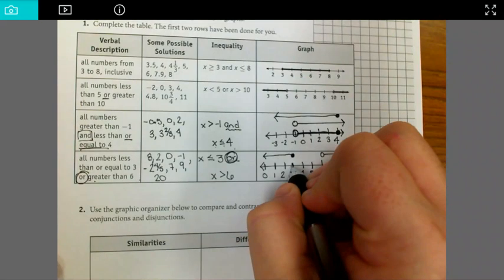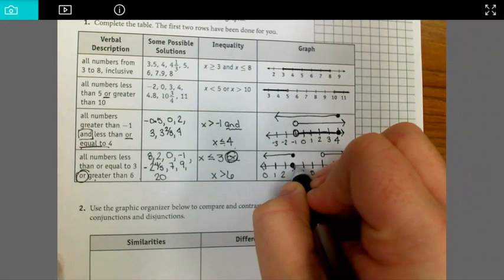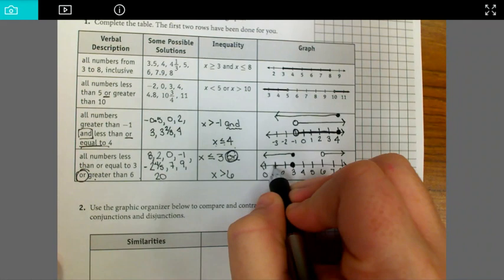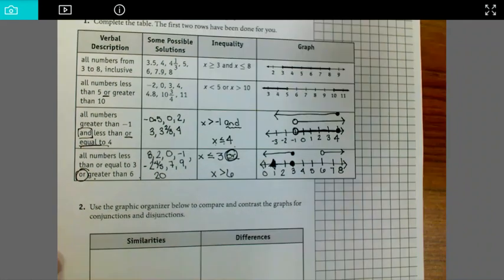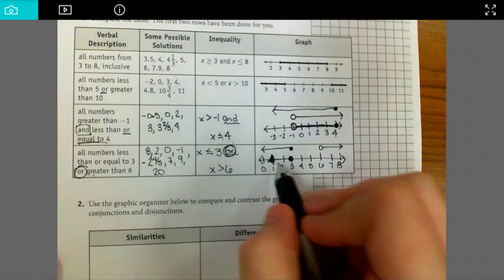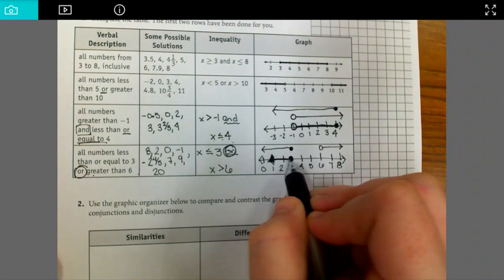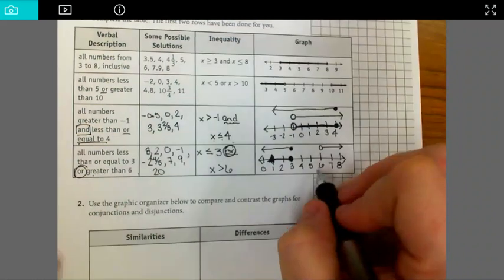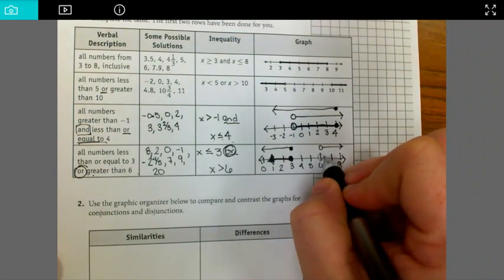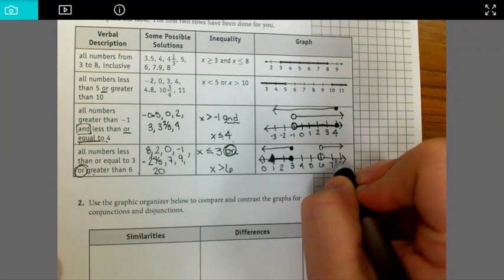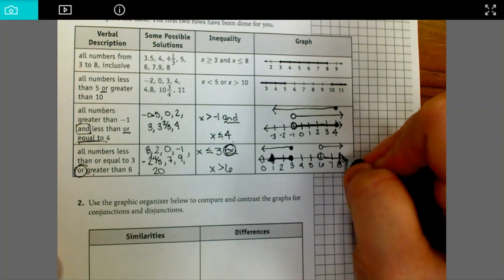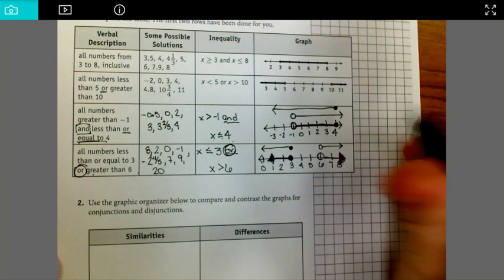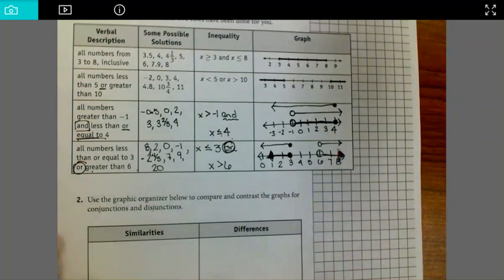So when we finalize our graph here, we're going to have a closed circle at 3, pointing left. Darken up my line here. And an open circle at 6, pointing to the right. Okay.